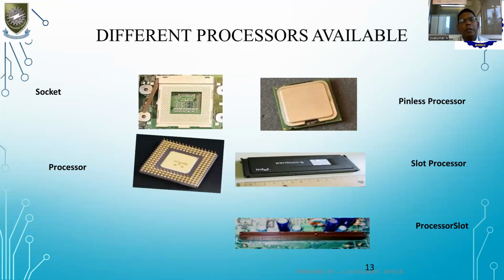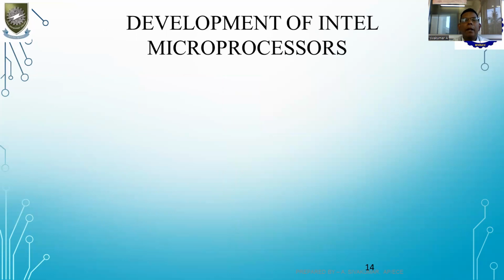Microprocessors are available in a variety of types, like pinless processors and slot processors. These are socket type, that is the processor type, and slot type. These are the different types of processors available: socket type processors, pinless processors, and slot processors.